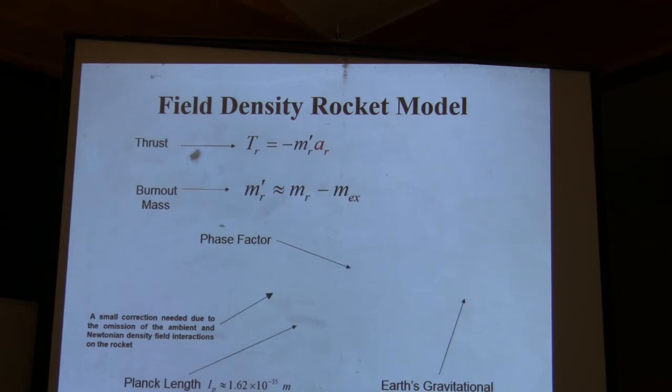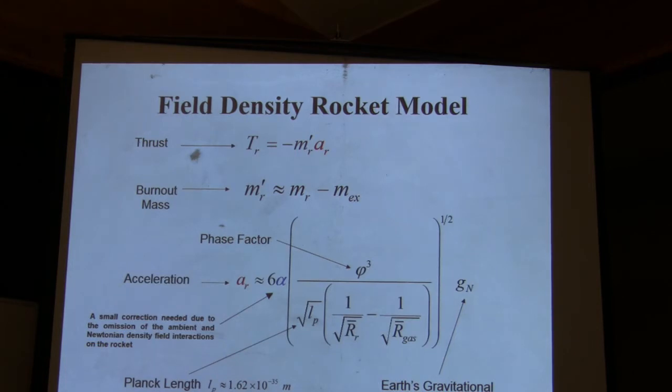And I went a little bit further in a paper I did for Janoff in 2012 and tried to make this look more engineering-like. I said, well, what is A in the thrust equation? This is just the change in mass, a burnout mass, basically, times the acceleration at the burnout. So I wanted to figure out, well, what is A from the modified chameleon model? And I did this in a paper I did for Janoff.